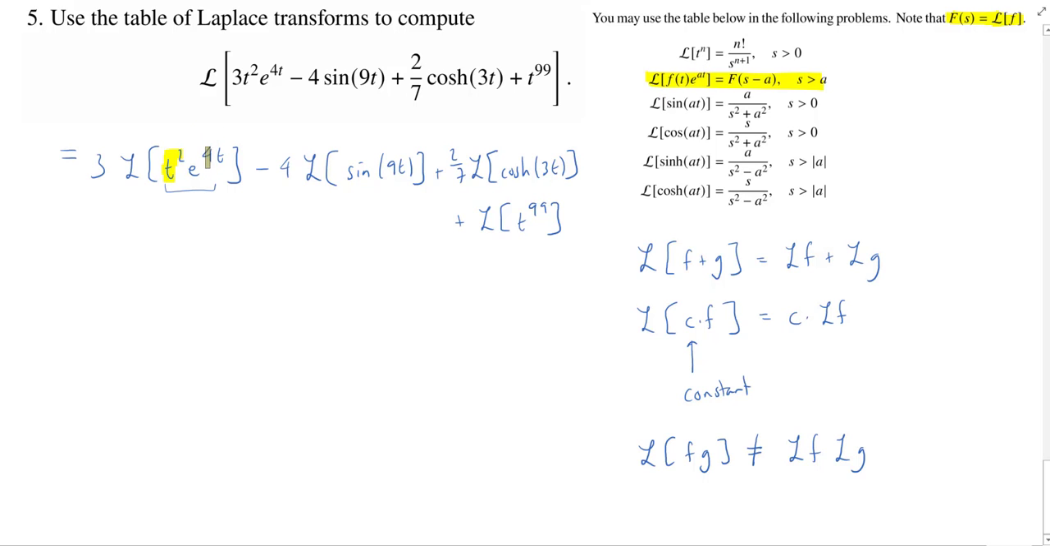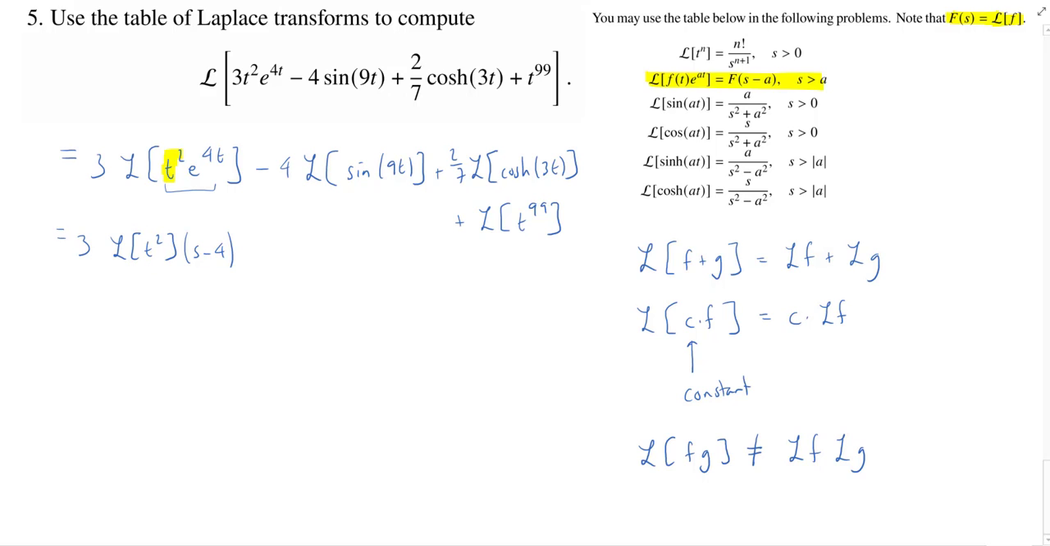So in this case, my a would be 4. So what do I need here? I have 3 times the Laplace transform of t squared, and then I'm going to have to evaluate this at s minus 4. Okay, well, I need to know the Laplace transform of t squared.